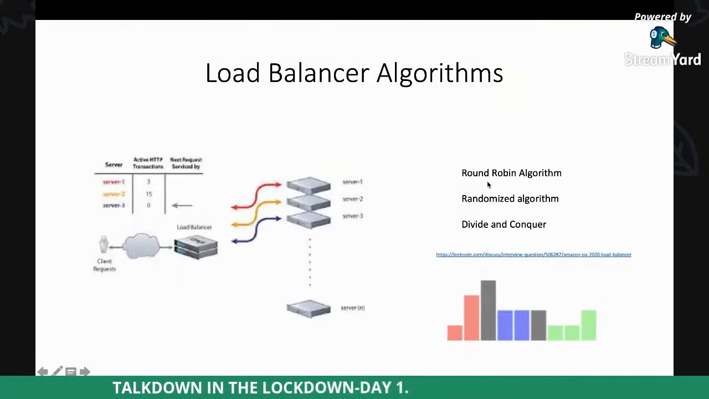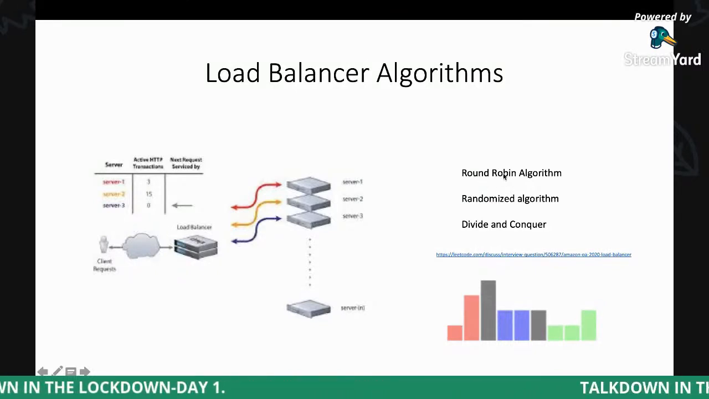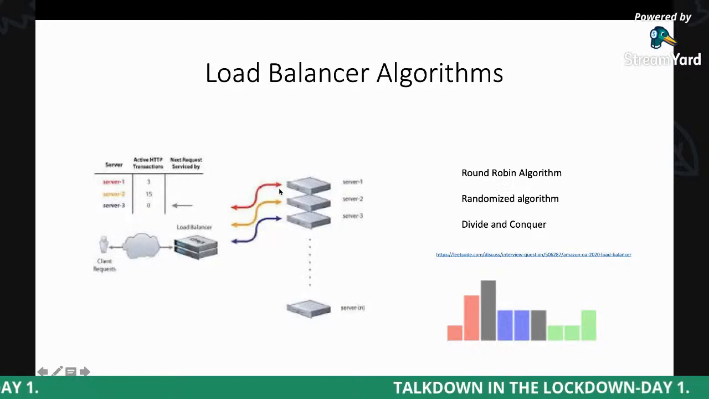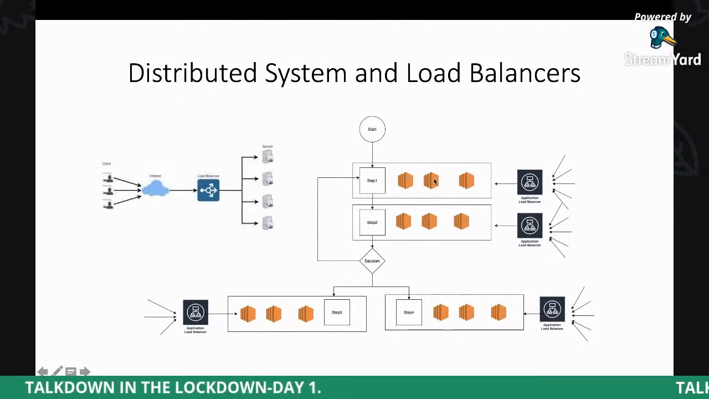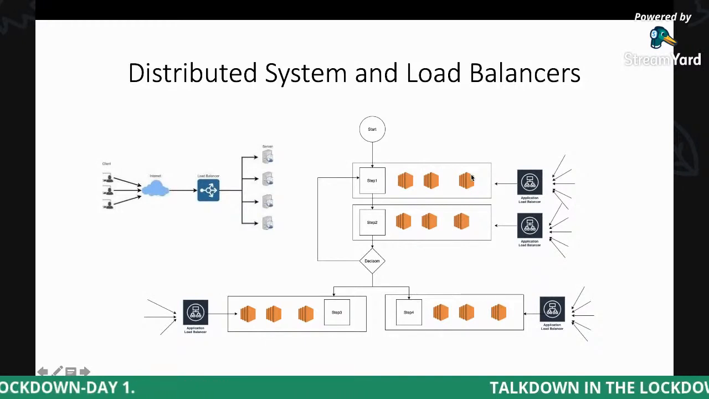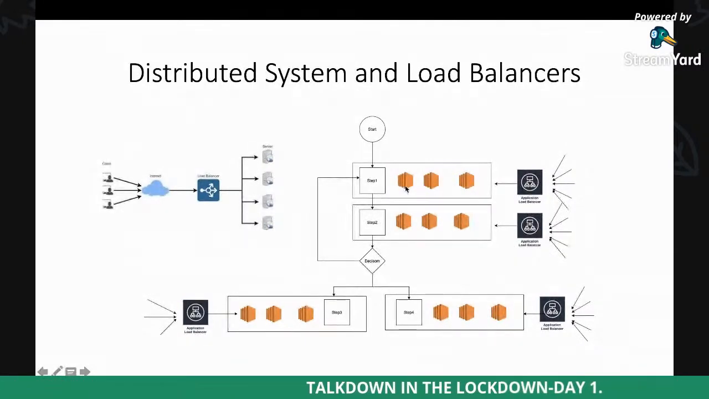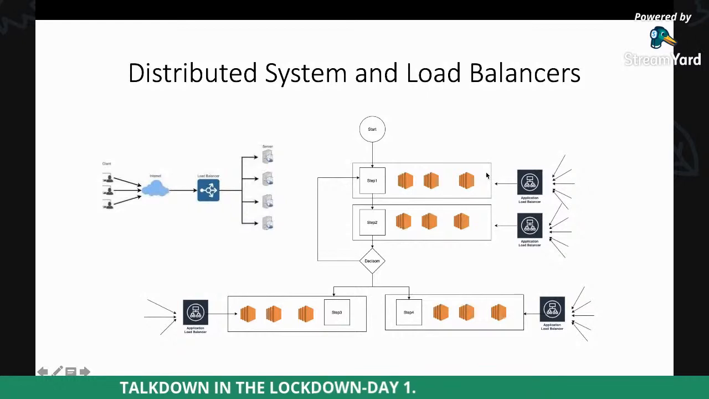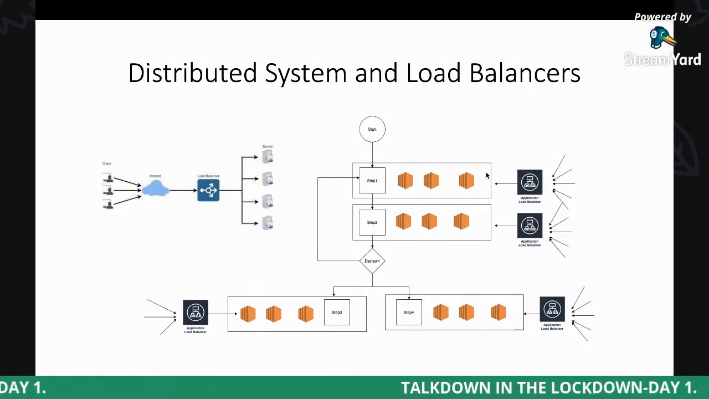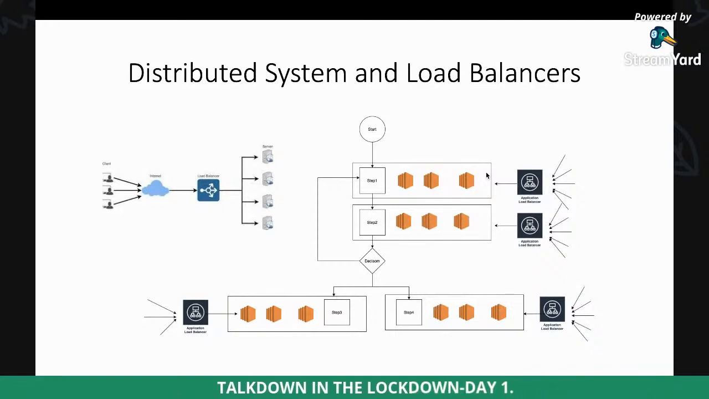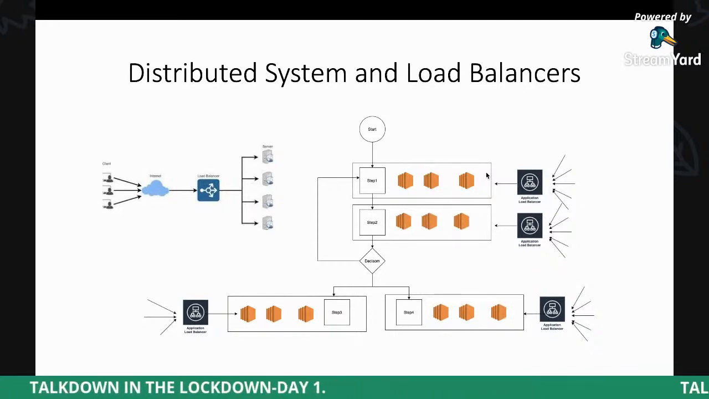So there are three main algorithms. One is round robin. That is, you send the first request to server one, second to server two, third to server three, then the fourth again back to server one. In this way you can process requests. This is a very simple but very effective way. Often in industry, the simple algorithms have the best effect.